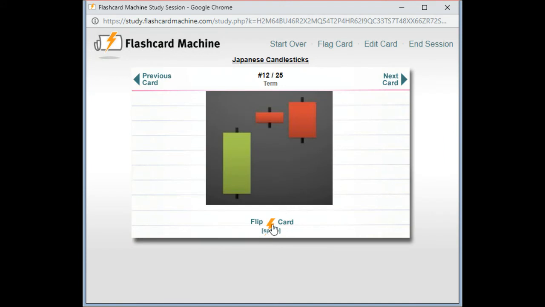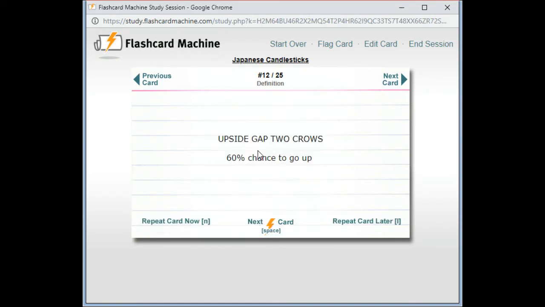Okay, this one's very similar to earlier. So that's an upside gap to crows, 60% chance to go up. Typically a reversal pattern, but this one also has continuation to the upside.